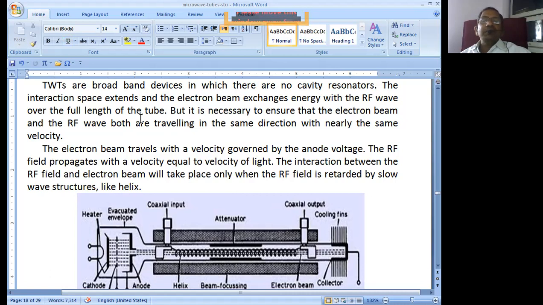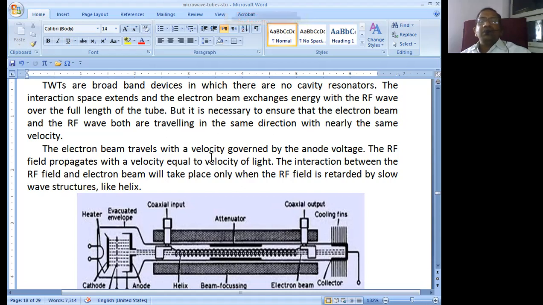So the interaction space extends, and the electron beam exchanges energy with the RF wave over the full length of the tube. Many bunches get formed and the transfer of energy takes place between the electron beam and the RF wave. That process is continuous, and therefore it increases the amplitude more than the amplitude which we get in the case of klystron amplifiers.